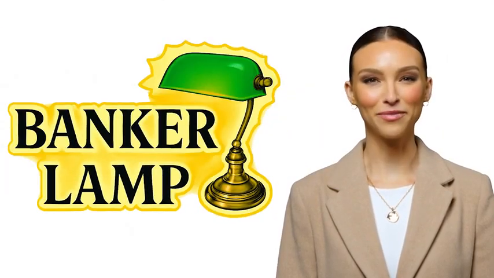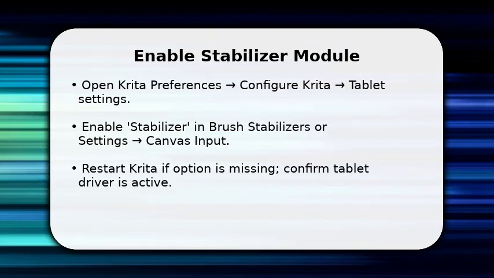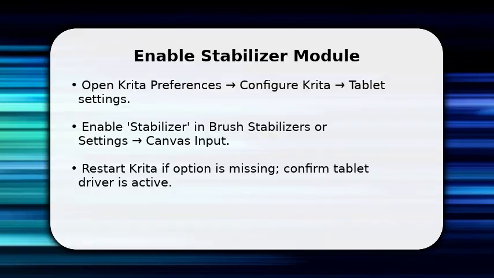Please enjoy the video. You begin by enabling the stabilizer feature so you can smooth strokes immediately. Go to Settings, then configure Krita and open the tablet or canvas input section. Turn on the stabilizer option and pick the default stabilizer type. This exposes controls on the brush editor.